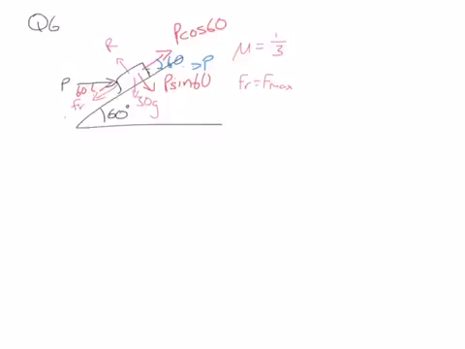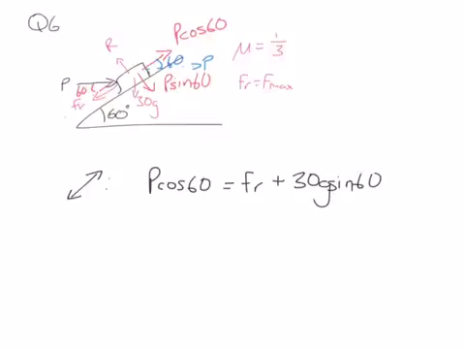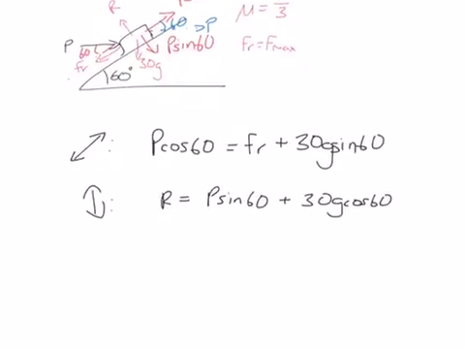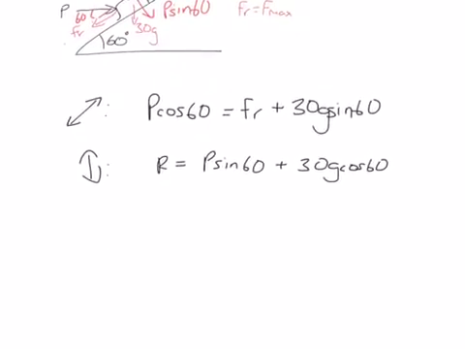We're told that the crate is on the point of moving, so at the minute we can say all of the forces acting up the plane are equal to the forces acting down the plane. So we're going to have P cosine 60 equals friction, plus the 30g sine 60 that acts down the plane. Perpendicular to the plane, we can say that R is P sine 60 plus 30g cosine 60, which acts into the plane. Once we've got these two equations, so far we've got our 2 marks for our diagram and our 2 marks for each of these equations.